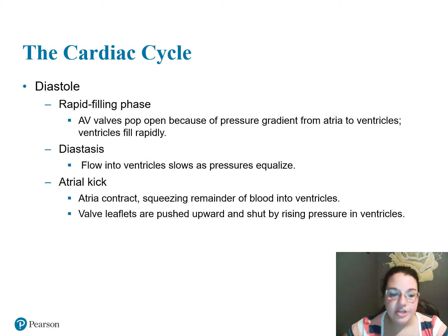Okay, so your cardiac cycle, you're going to have what's called your diastole, your rapid filling phase. This is when your AV valve, remember AV stands for atrioventricular valve, pops open because of the pressure gradient from the atria to the ventricles. The ventricles are then going to fill rapidly. So imagine the atrium is filled up with blood, and eventually that door is going to pop open, and it's going to be a rapid flow of blood into your ventricles. This is your rapid filling phase.